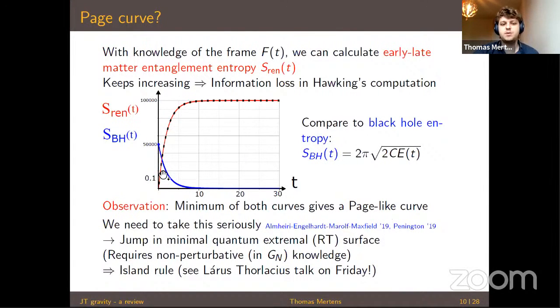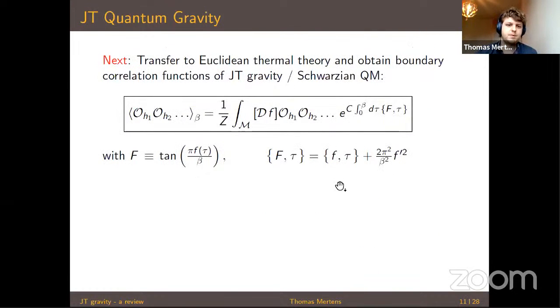So this was just to give you an example of an analytic calculation you can actually fully do in classical JT gravity. So next, I want to transfer to quantum JT gravity, and I want to calculate correlation functions, in particular boundary correlation functions of JT gravity or Schwarzian quantum mechanics. And I will do that in Euclidean signature and in the thermal theory. So in more detail, I want to calculate expectation values of a bunch of operators, and I compute this as a path integral over the Schwarzian, where I insert the Schwarzian action in my path integral here, and I have some operators.